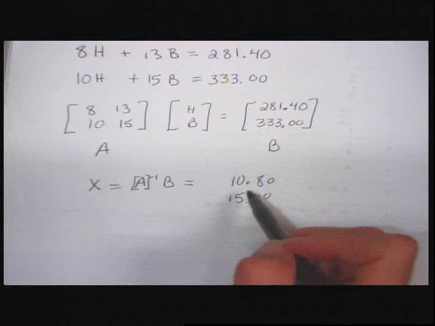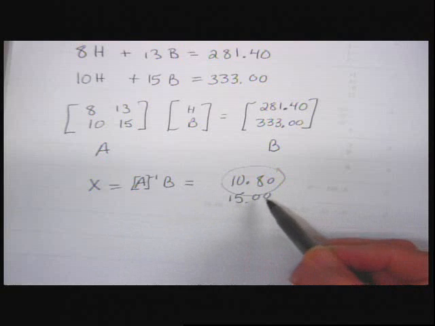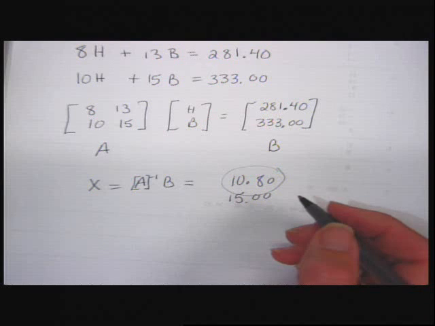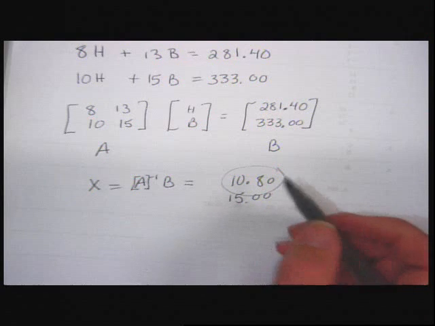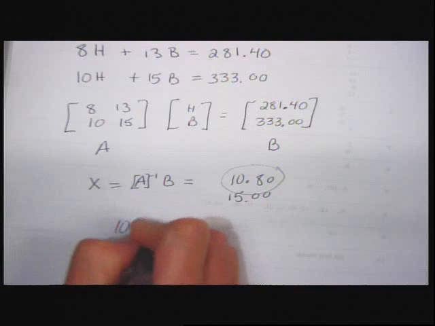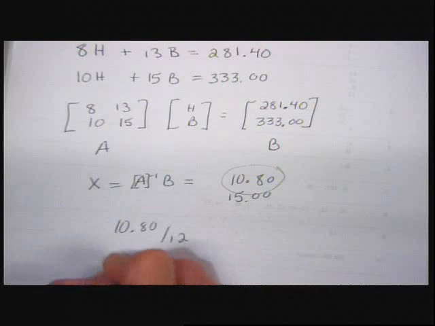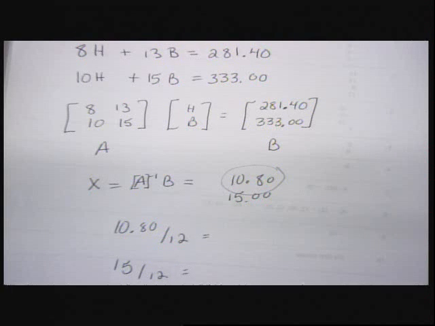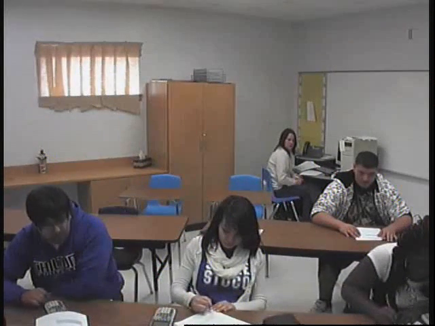All right. Okay, now you're going to answer this question though. If it's $10.80 for a dozen hot dogs, how do I figure out how much it costs for one hot dog? Then divide it by 12. You go ahead and do that for me. $10.80 divided by 12, and $15 divided by 12, and let's see how much it costs for just one hot dog and one bratwurst. 90 cents for a hot dog and $1.25 for a bratwurst. Okay, very nice.